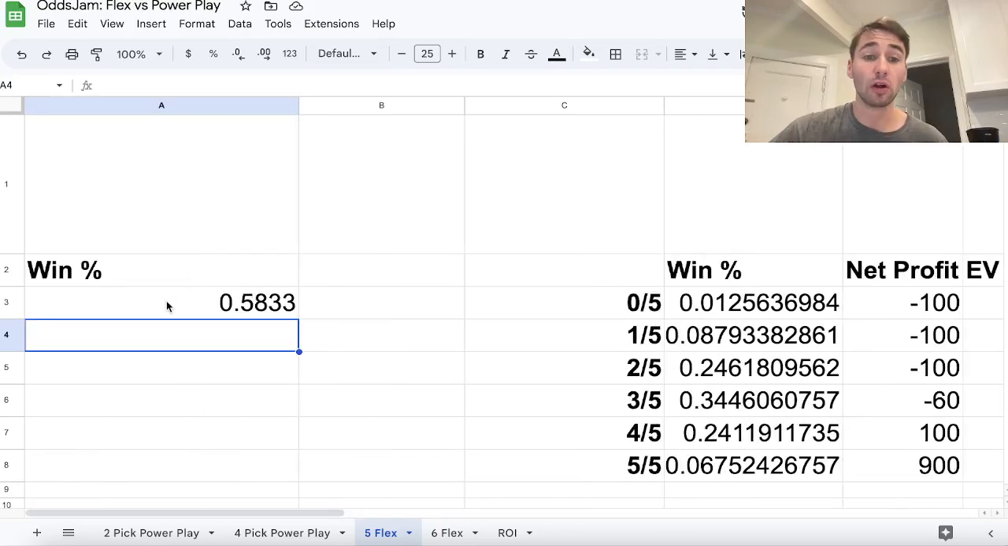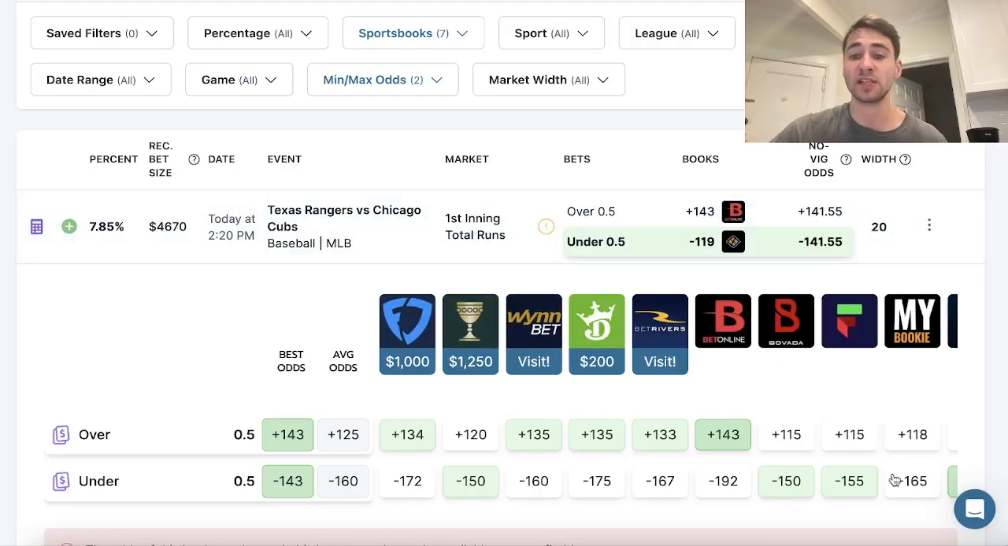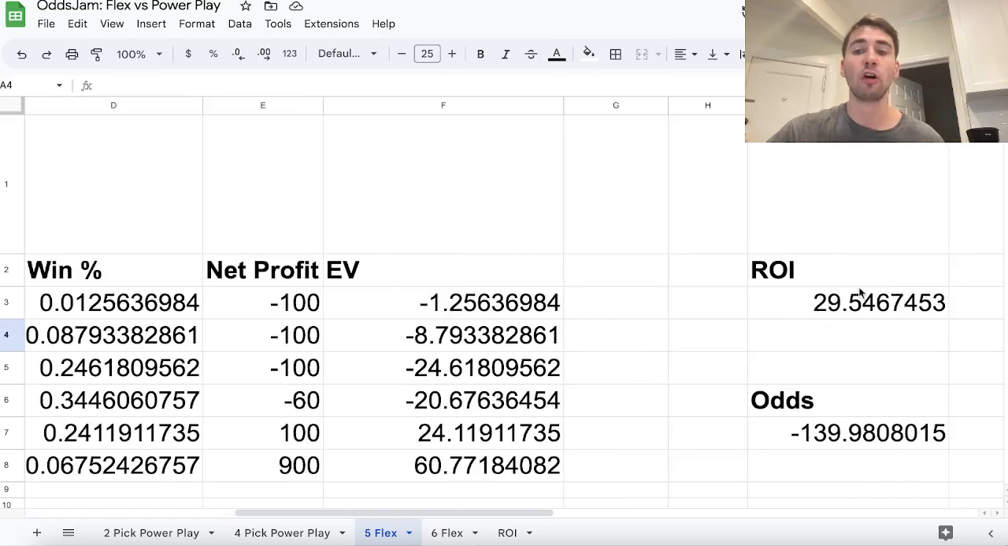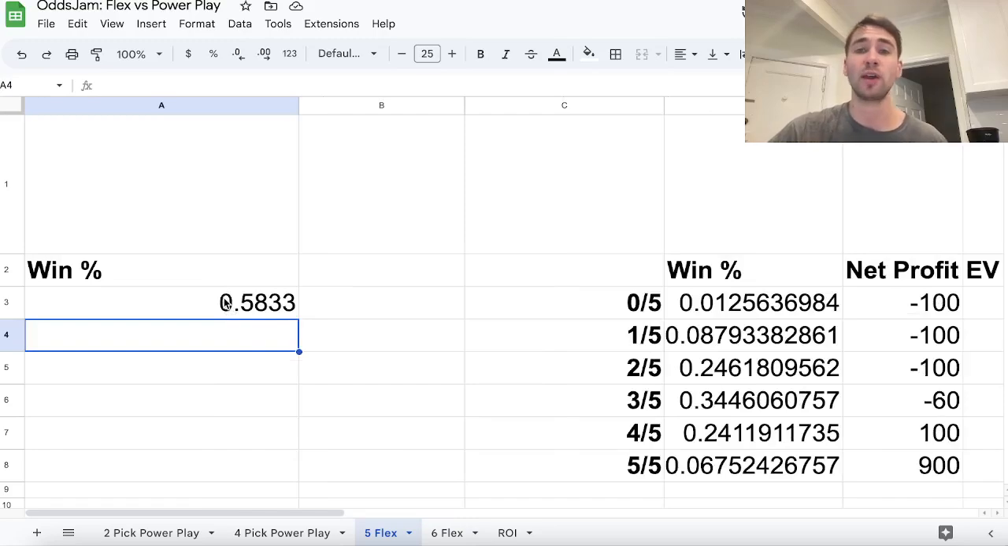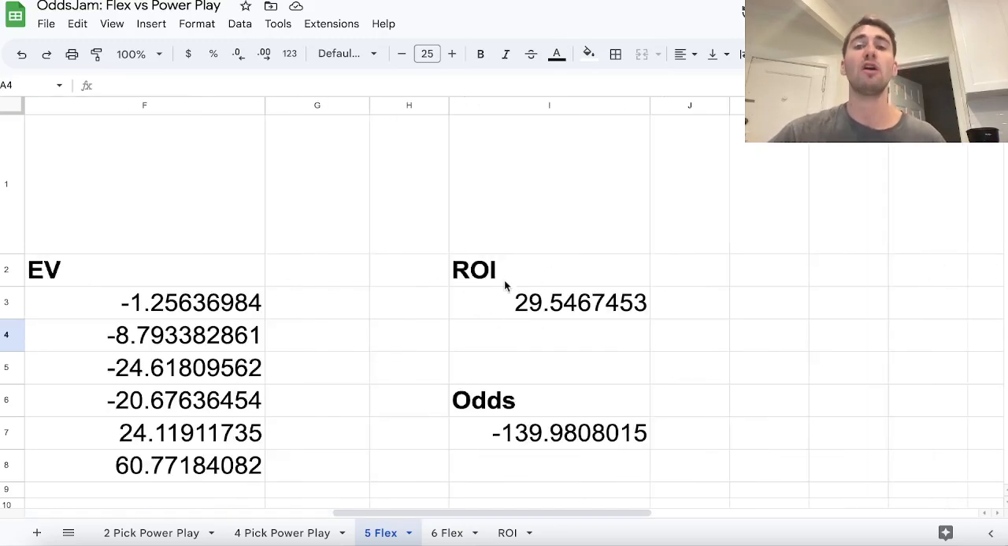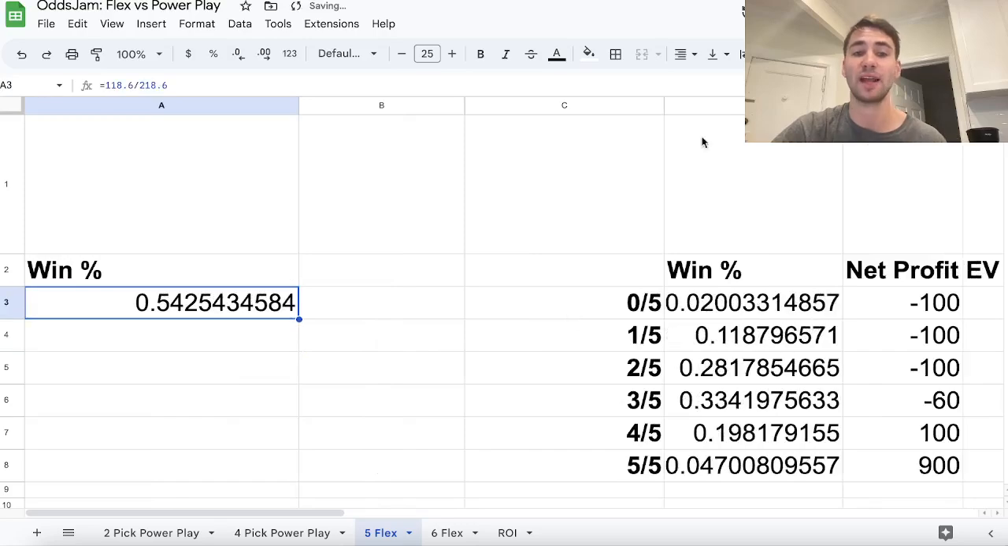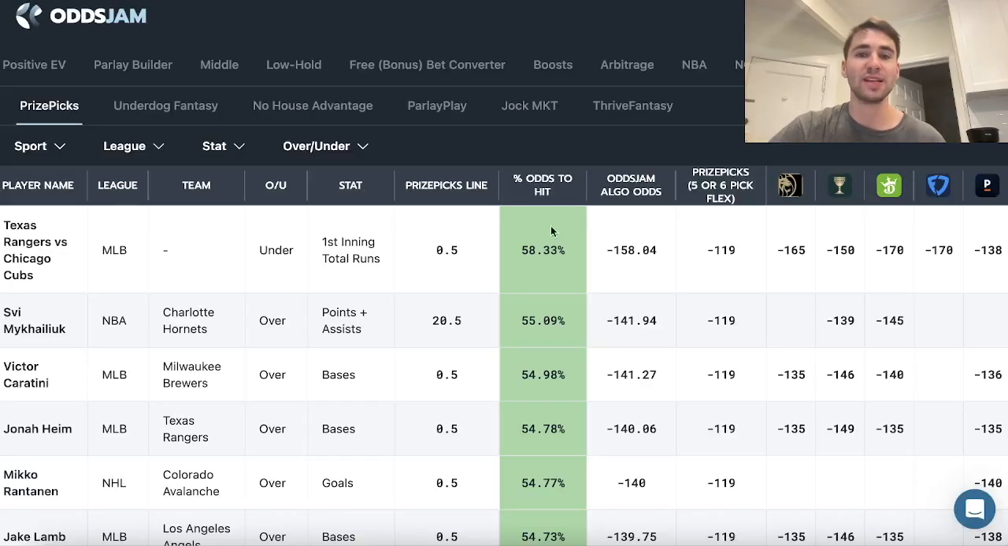That means if all our picks in a 5 flex could hit at a rate of 58.33%, if all of our picks were this juiced towards the under, right, and we got them in a PrizePicks slip, our ROI would be 19.5%. If you could win 58.33% of your picks in a 5 flex, your ROI over the long run on PrizePicks is going to be insane, 29.5%, so crazy high. But you can see, of course, not every play is going to be that profitable.